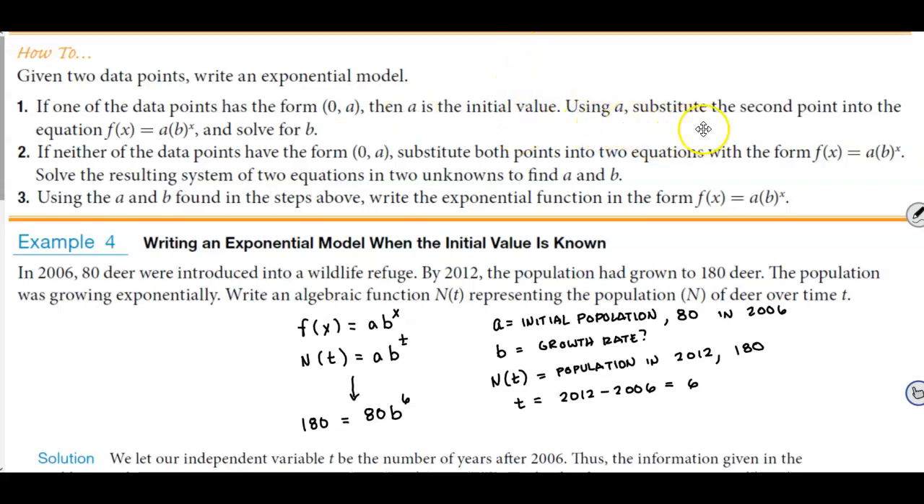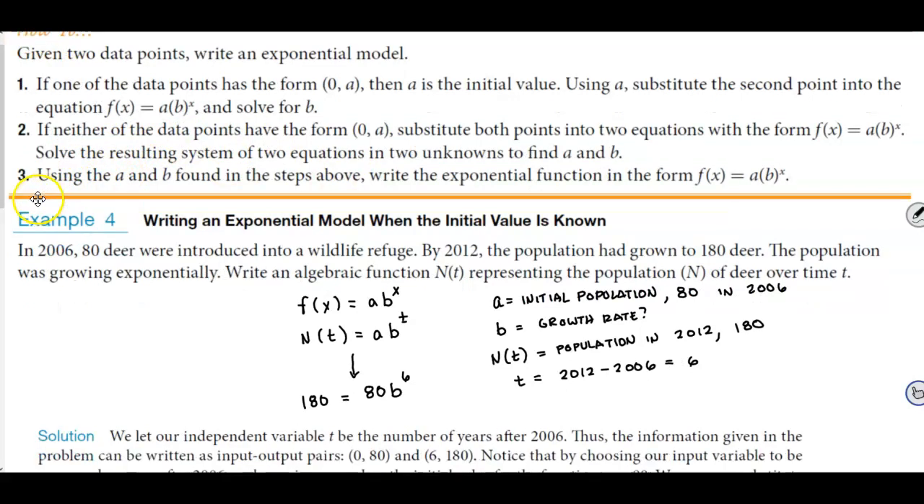Using a, we substitute the second point into the equation f of x equals a b to the x power, and solve for b. If neither of the data points has the form (0, a), then you substitute both points into two equations with the form f of x equals a b to the x, solving the resulting system of two equations and two unknowns to find a and b. In step 3, using the a and b found in the steps above, we write the exponential function in the form f of x equals a times b to the x power.